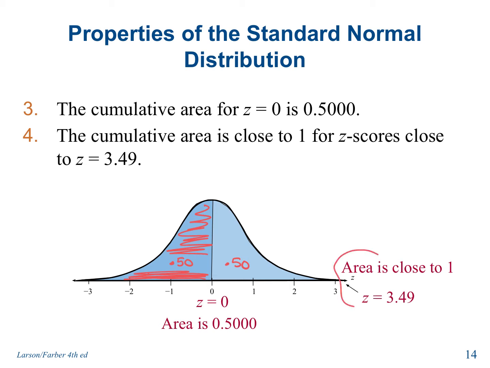I mentioned this on the last slide, that the area to the right of 3.49, so when you're approximately 3.5 standard deviations above the mean, the area to the left of that would be close to 1, and the area to the right of it would be 0, right? So this little tail down here would have an area of 0 approximately.